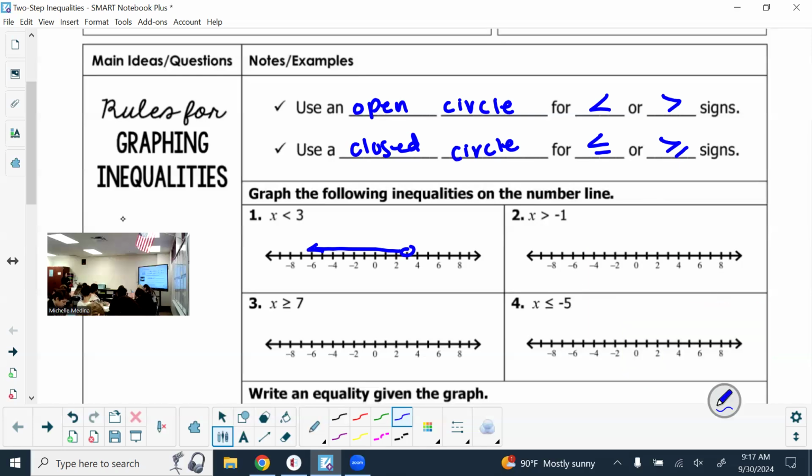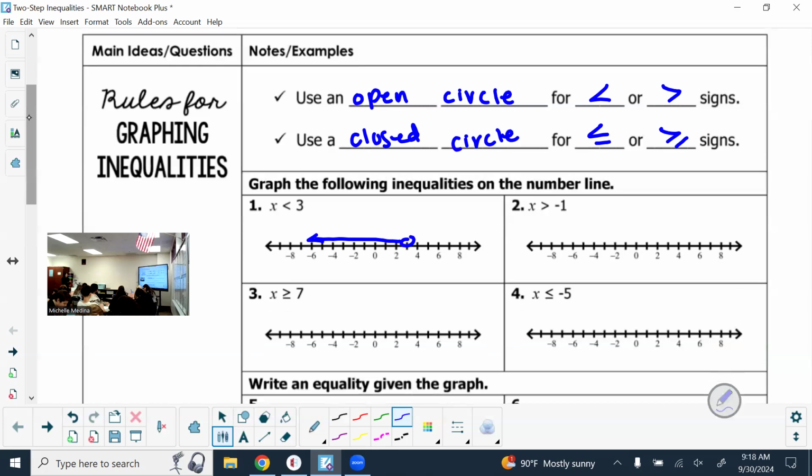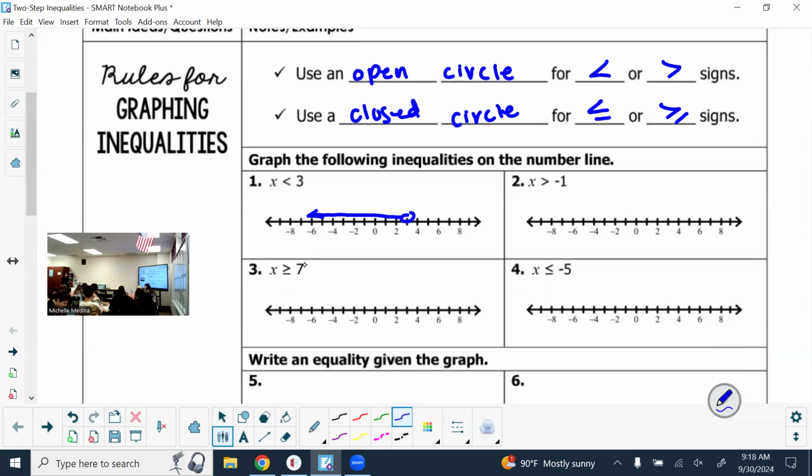Let's do one more. Let's do x greater than or equal to 7. So what number needs my circle? 7. Will it be open or closed this time? Closed. Closed because it has that equal to part. That means if it's 7 exactly, that's included in my solution set, because 7 is greater than or equal to 7. But what direction should I draw the arrow to where it's pointing at numbers that are greater than 7? Left or right? To the right. 8 is greater than or equal to 7, and so on.